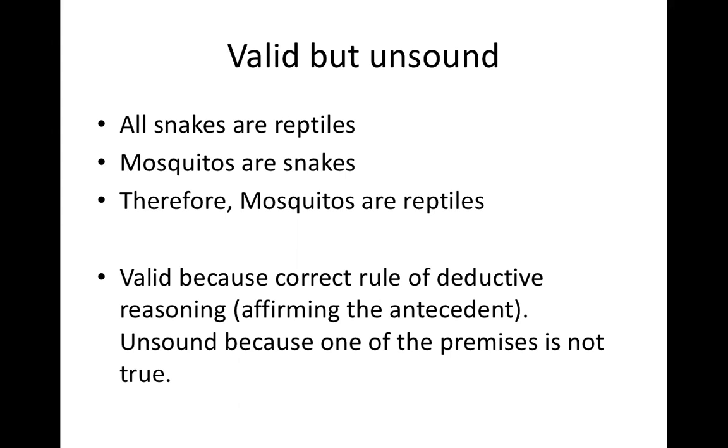It is a modus ponens, and a modus ponens is a valid argument. So it is valid because it follows the correct rule of deductive reasoning, affirming the antecedent, and it is unsound because one of the premises is not true. So there is false information in premise 2, and it entered the conclusion. So the argument is valid, but it is not sound.